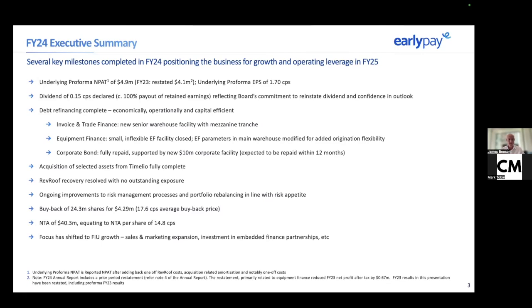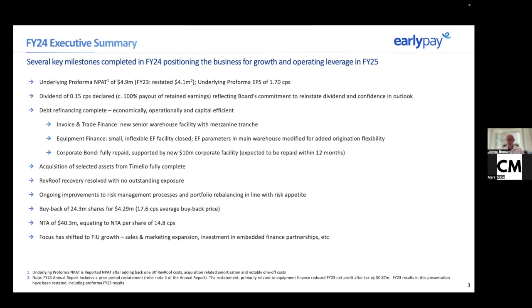After a challenging financial year 23, there was a lot of focus this year on strengthening the foundations of the business. So the foundations are a lot stronger for future growth, and several key milestones were completed. The debt refinancing was a big one. We restructured our invoice and trade finance arrangement to have a new warehouse facility, and we inserted some MES into that, which makes it significantly cheaper. We'll save about 1% on our cost of funding there.